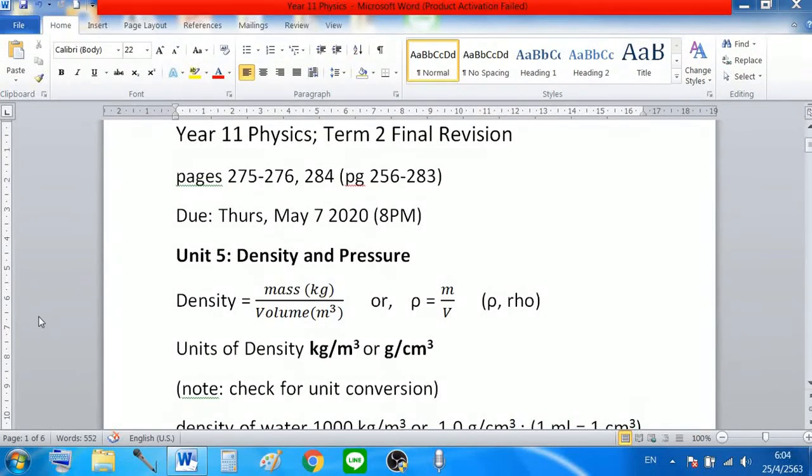Okay, this is the Year 11 Physics Term 2 final revision, and your final exam was to answer the questions on pages 275 through 276 and page 284, and this covers pages 256 through 283 in the textbook. Your work is due Thursday, May 7th, 2020 at 8 p.m.